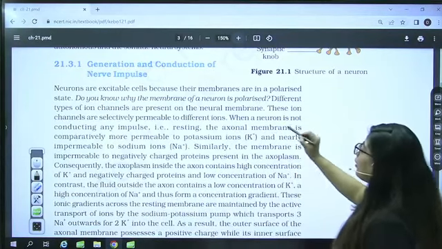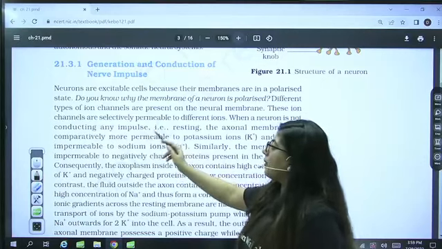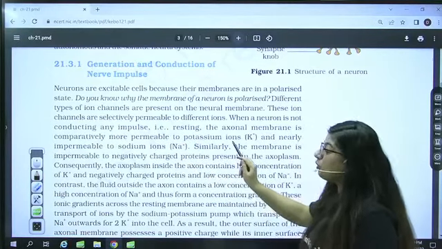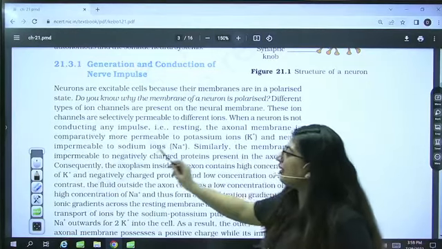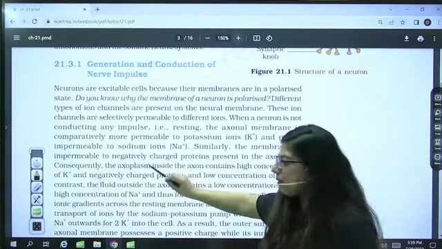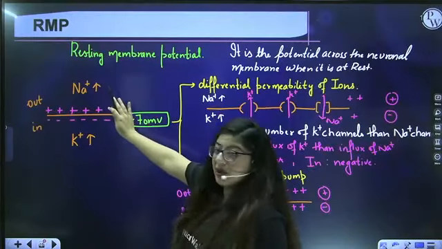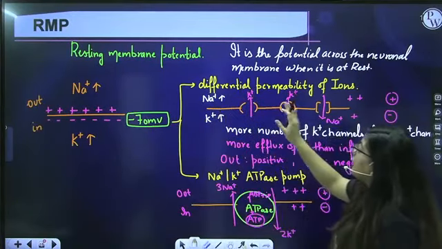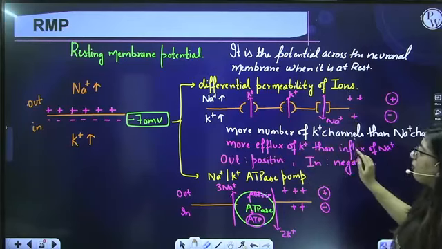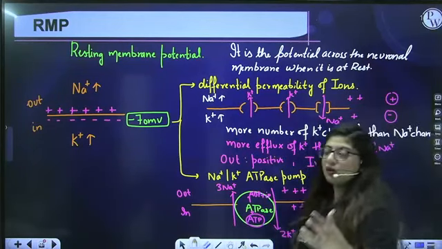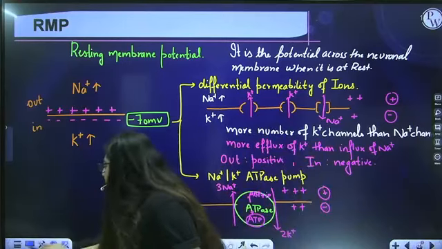When a neuron is not conducting any impulse, that is resting, the axonal membrane is comparatively more permeable to potassium ions and nearly impermeable to sodium ions. This is what we have done. So whenever it is at resting membrane potential, there is differential permeability, and there is more efflux of potassium ions, and this is what you call permeability also.